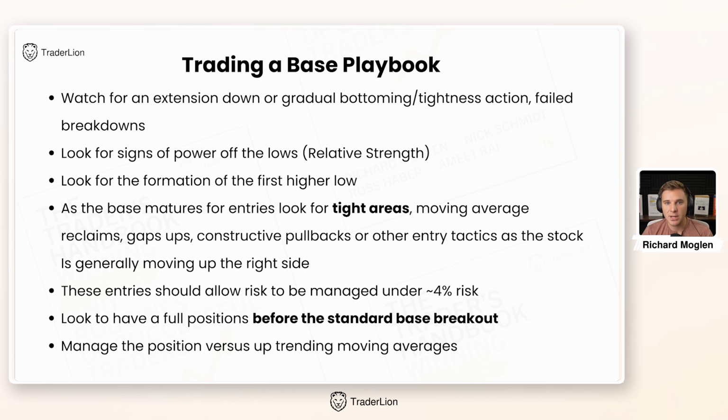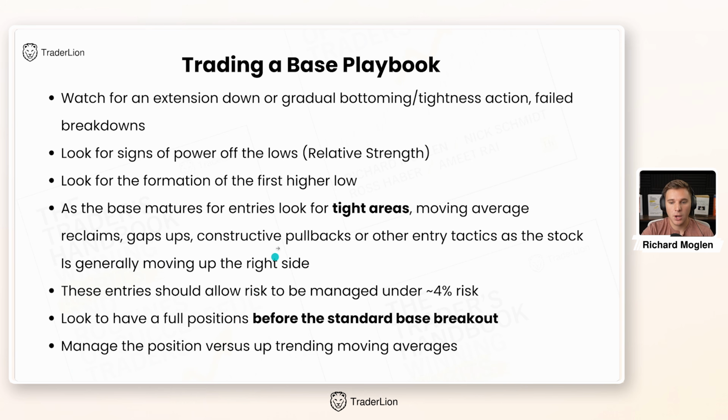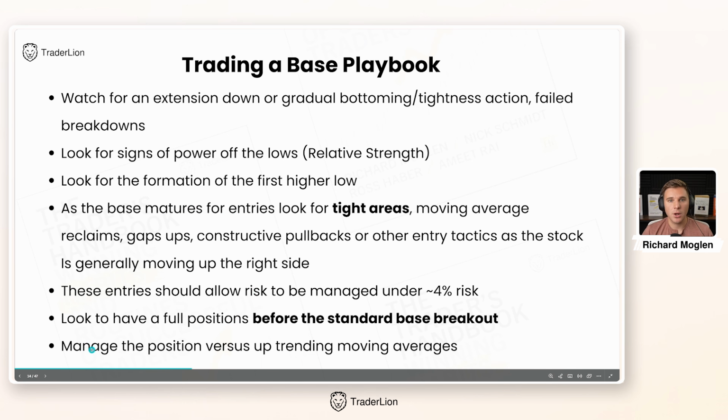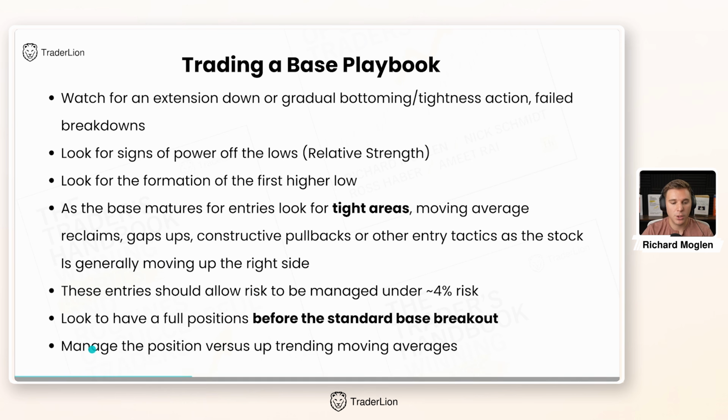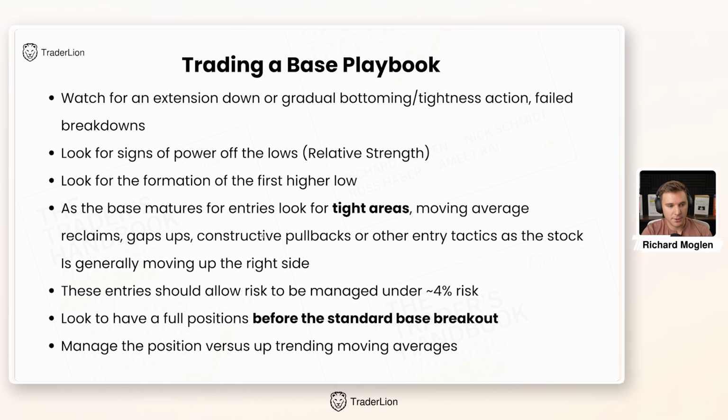O'Neil would use a 7-8% stop loss, and that's just a little bit too wide for how I personally like to trade. And many of the market wizards who I've talked with and have interviewed, they like a lot tighter stops than that. So those are a few of the advantages of the early entries versus the standard base breakout. And then after the stock breaks out, hopefully it's working for you. What we're doing is managing the position versus uptrending moving averages. And we'll talk about that later in the webinar here.